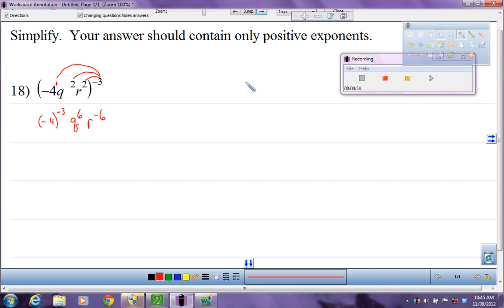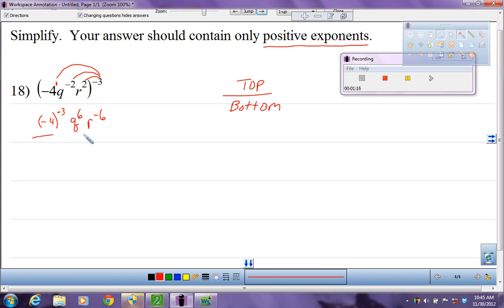Okay, and then remember you're supposed to think of a fraction, and you have the top and the bottom. If you switch sides, what happens is that it changes the sign of your exponent. You don't want any exponents to be negative. You only want positive exponents.